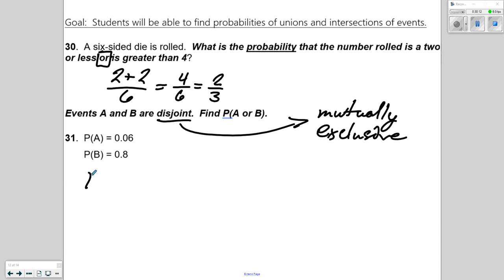All right, so the probability of A or B occurring in 31 is just going to be the probability of A plus the probability of B. Pretty simple. So we get 0.86.